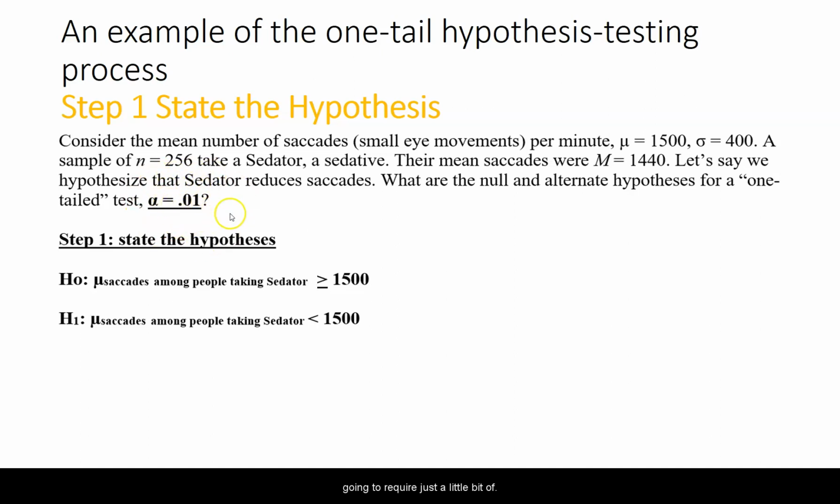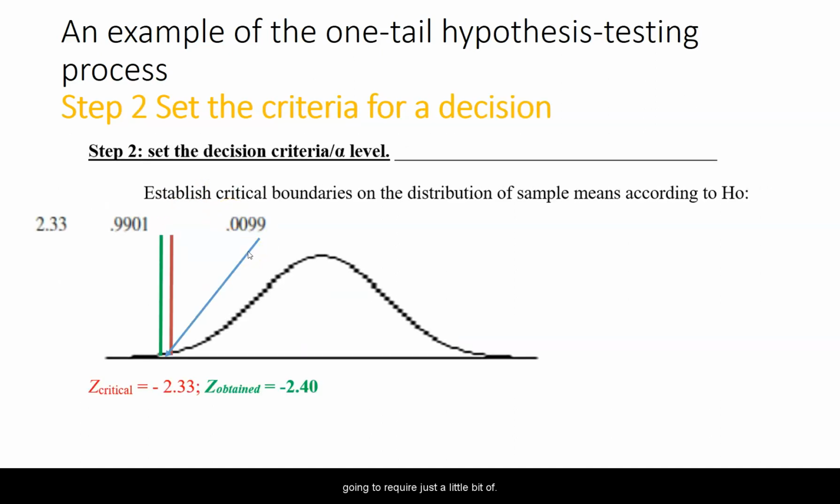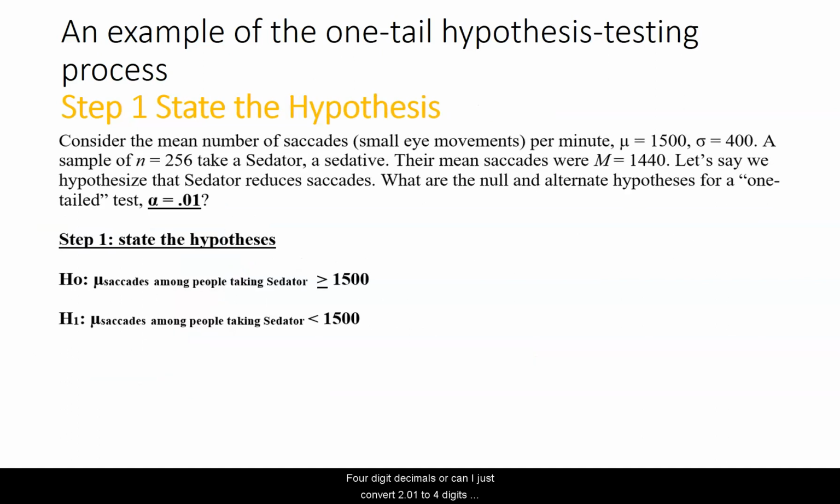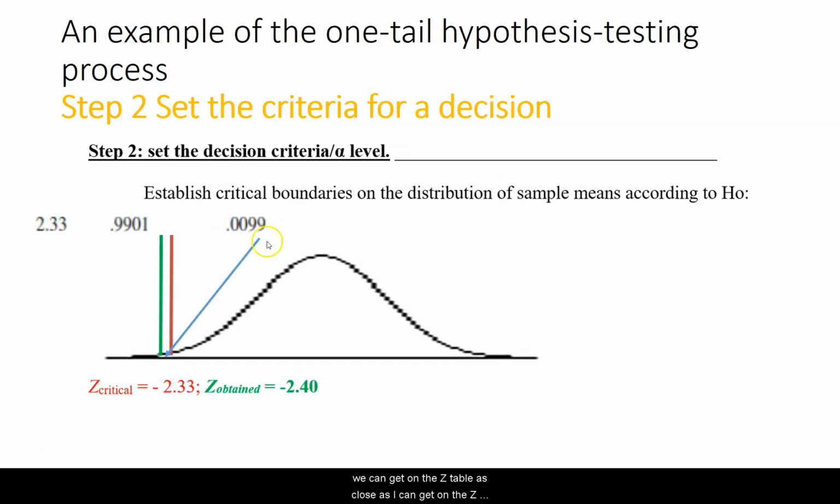Okay. Now, again, this is going to require just a little bit of energy, a little bit of commitment, because I've noticed, to my surprise, that this has been an issue for students in the past. Can we convert percentages to 4-digit decimals, or can I just convert 0.01 to 4 digits? Yes. What is that as 4 digits? 0.0100. And here's as close as we can get on the Z tables.